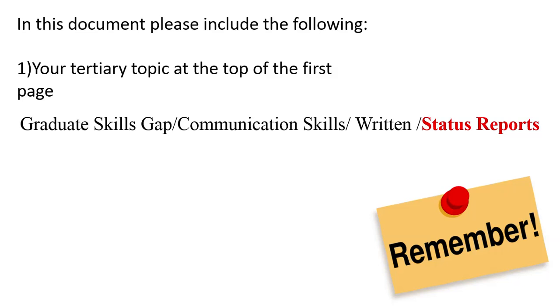Your tertiary topic at the top of the first page. Just there, you go: graduate skills gap, communication skills, written status reports. Status reports, that's what my report is going to be about. That's what I'm going to be the expert on this semester. That's what we're going to use for my communication tree later this semester. Put that up. It's a good reminder for me. We've got 20 students, so I know most of them, but it's a helpful reminder for me as to what the topic is.